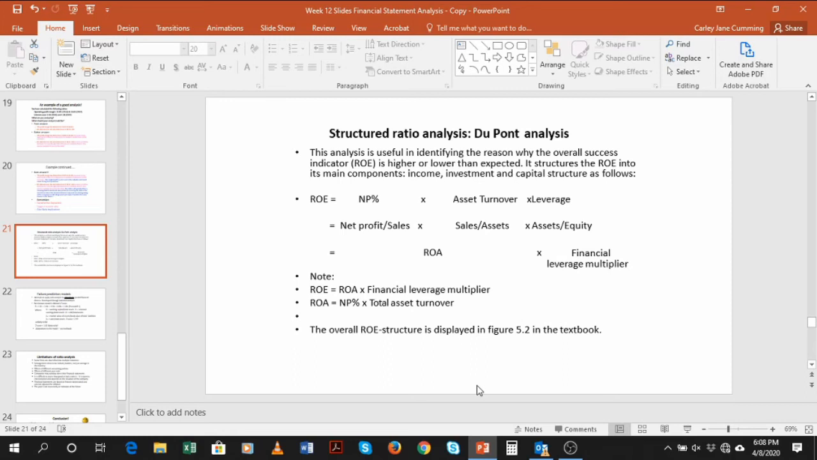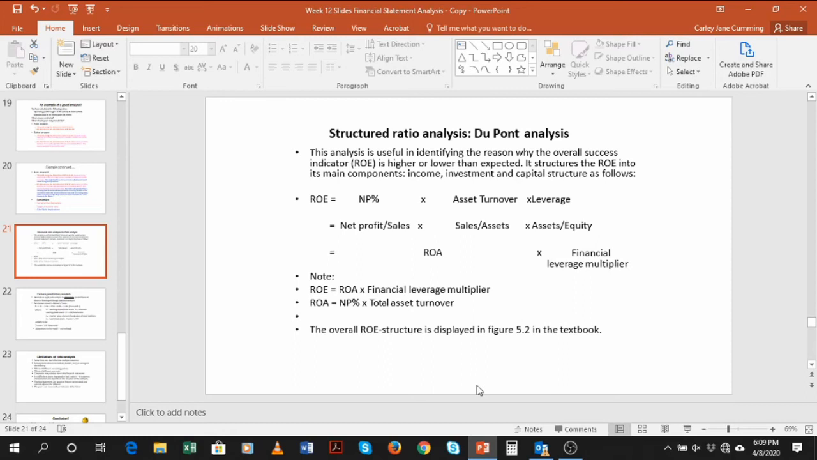So as the objective of financial management is to maximize shareholder wealth, a structured analysis aims towards measuring how effectively this objective is achieved. So the DuPont model uses the return on equity as an overall indicator of success. So if we use the DuPont analysis, it helps us to identify reasons why the overall success indicator, return on equity, is higher or lower than expected.